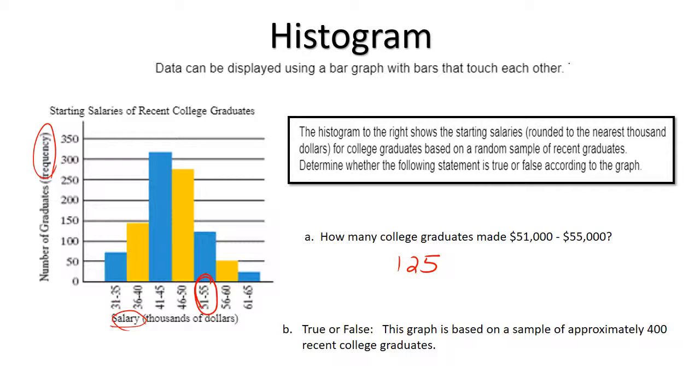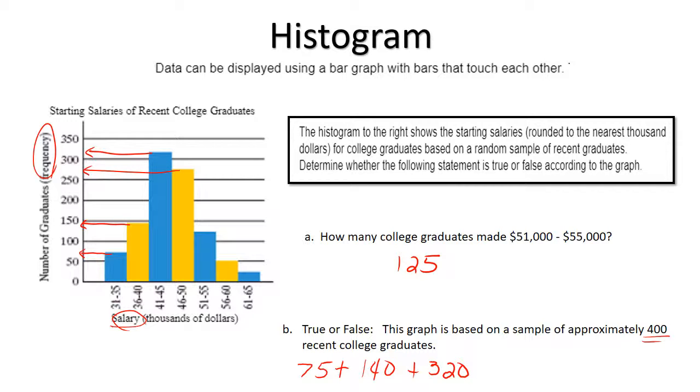Now, true or false? The graph is based on a sample of approximately 400 recent college graduates. To tell how many students were actually used in this survey, we need the top of each bar. So this would be approximately 75 people ranked in that first classification, and then approximately 140, we're having to estimate. Then we would have approximately, let's say that's about 320. And I think you can see the answer from here.